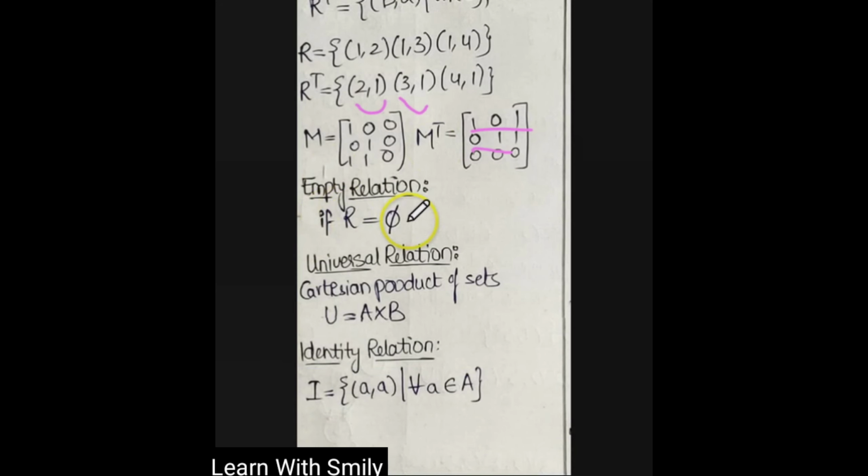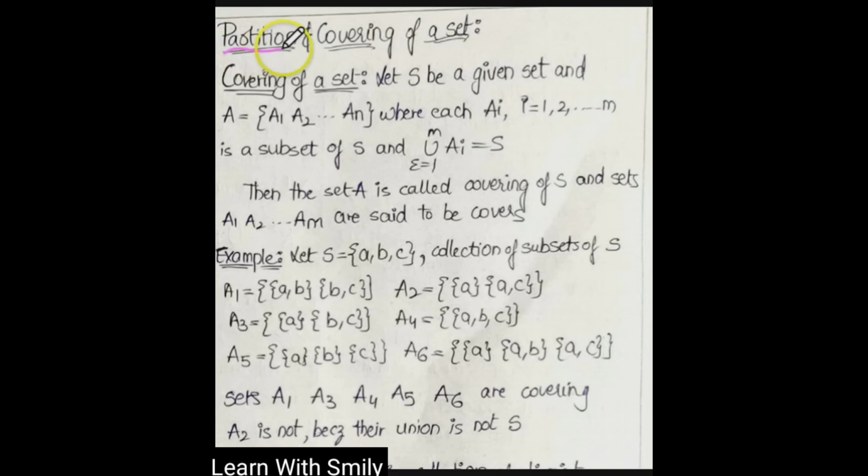Next, empty relation. Empty relation is where a relation is empty, where it doesn't hold any elements in it. Universal relation is the Cartesian product of both the sets, which includes all the elements that are there. Identity relation is of the form A comma A, which is reflexive, we can say, for all elements that belong to a particular set. Next topic is partition and covering of a set.